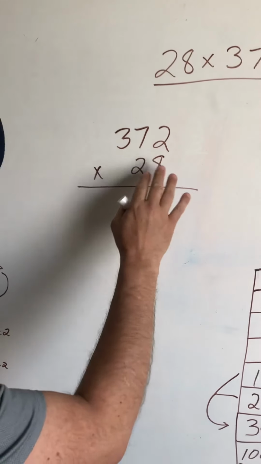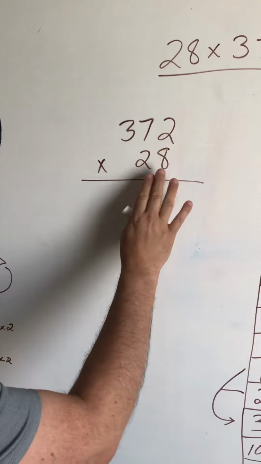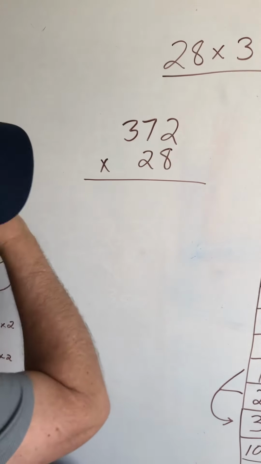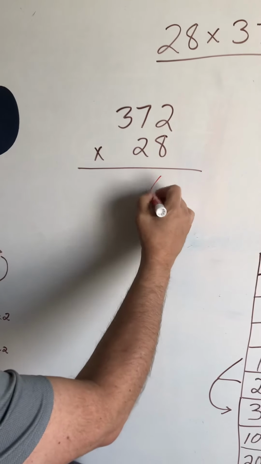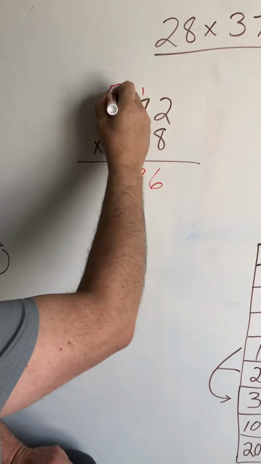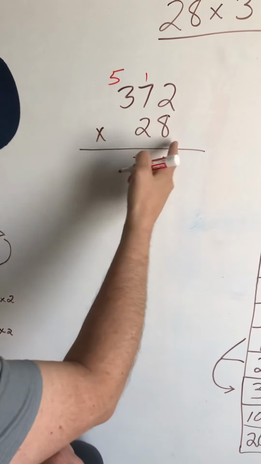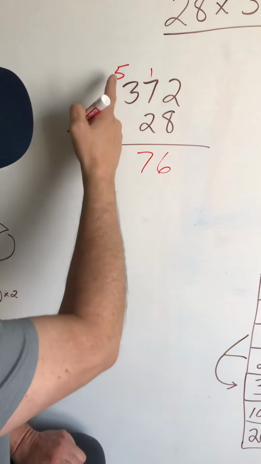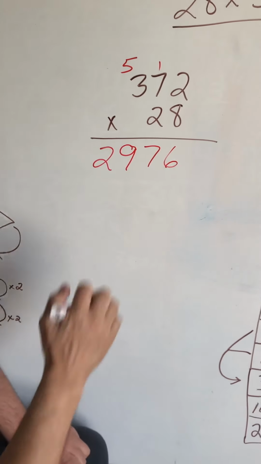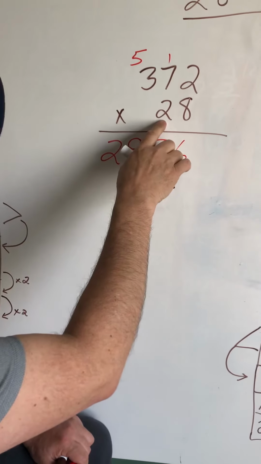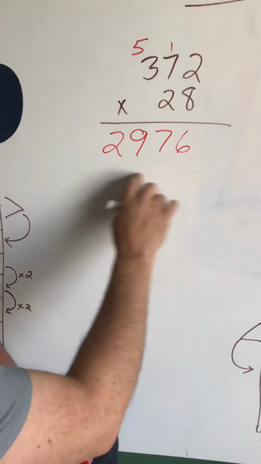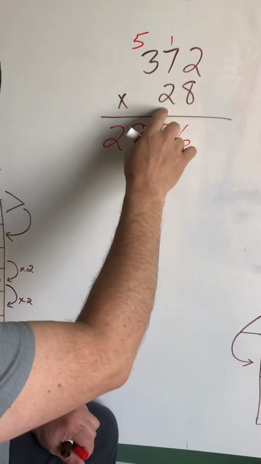So remember, we've got 372 first. It's 372 times 8. So we don't even have to work with the 2 yet. So we've got 16, 56 plus 1, 57. Regroup the 5. 8 times 3 is 24, plus 5 is 29. And then we've got a 2 here, but it's also 20. So what's going to be right here is 372 times 20.